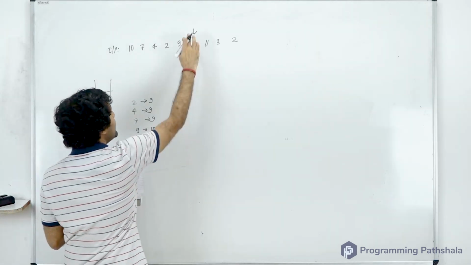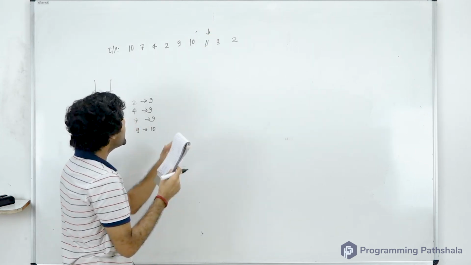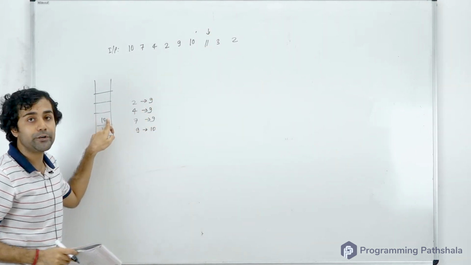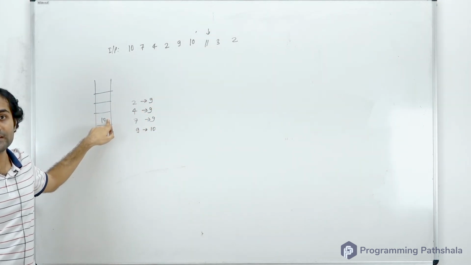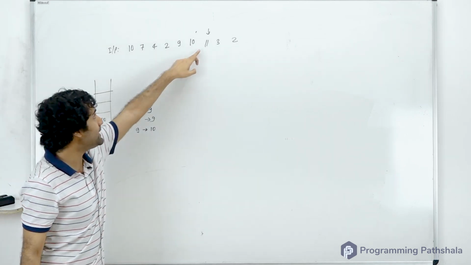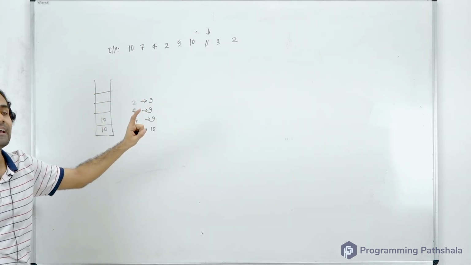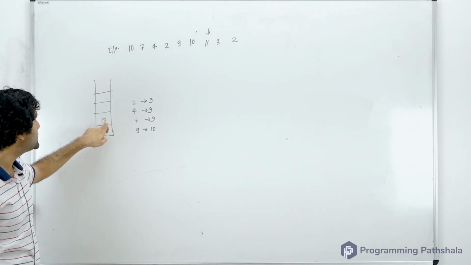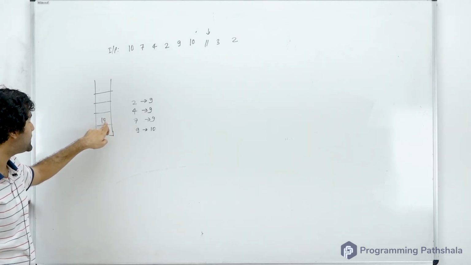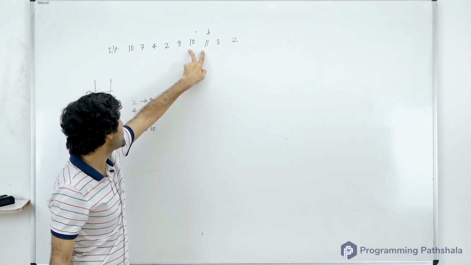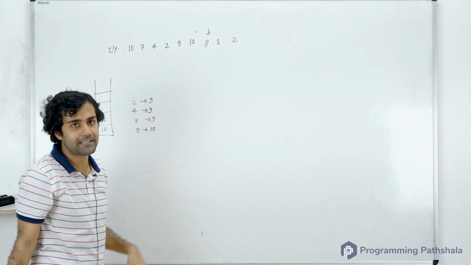Now you come to this 11. Now again you compare 11 with the top of the stack. What do you see? Is it greater? Yes. So this 11 can pop out many elements from the stack. Now did you realize that whatever is the top here, that is Ai minus 1 for this. But after this an interesting case will come.